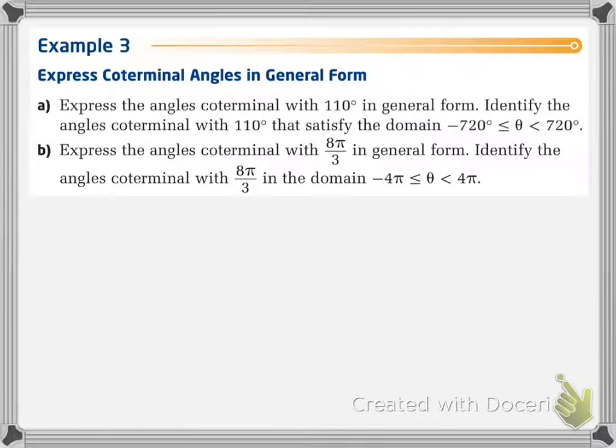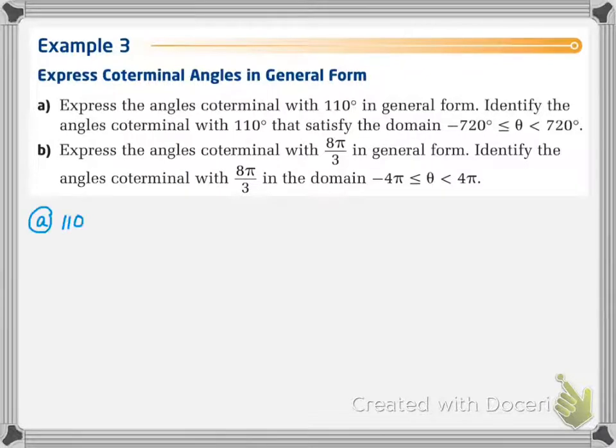So let's express the angles coterminal with 110 degrees in general form, and identify the angles coterminal with 110 degrees that satisfy the domain of negative 720 degrees all the way up to positive 720 degrees. And then in B, we want to express the angles coterminal with 8 pi over 3 in general form, this time from negative 4 pi all the way up to 4 pi.